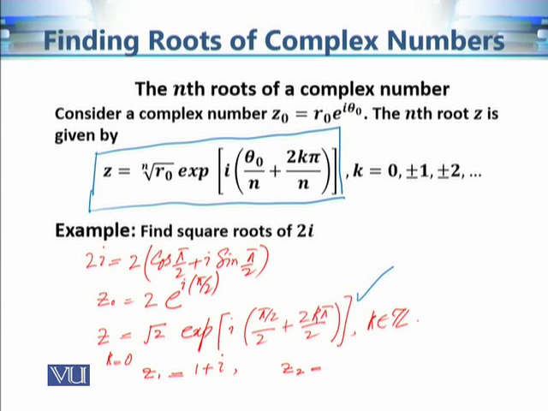Now if I take other values of k, so for example, k is equal to 3, 4, 5, and so on, then we will observe that we are going to get the same roots again and again. So the only two unique values are z1 is equal to 1 plus iota and z2 is equal to minus 1 minus iota.